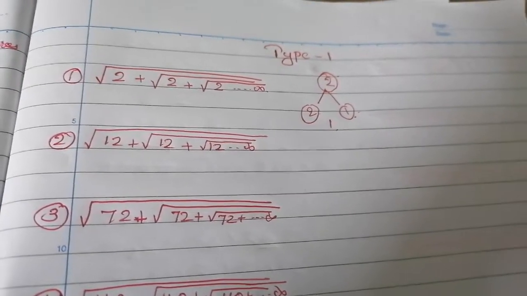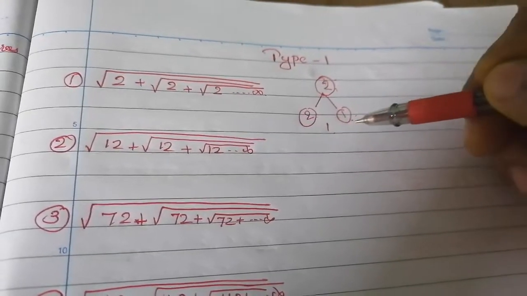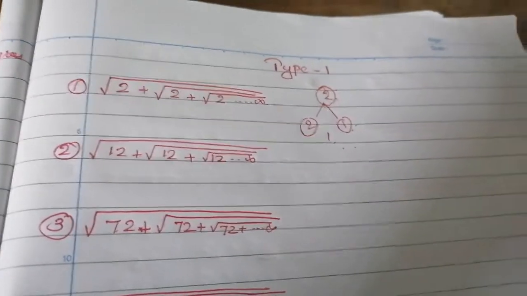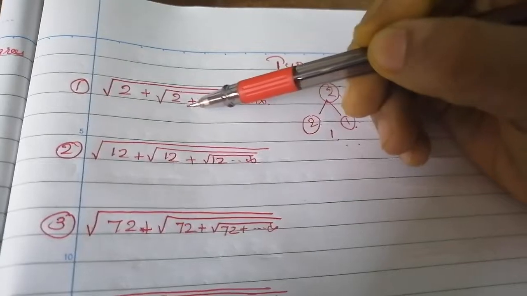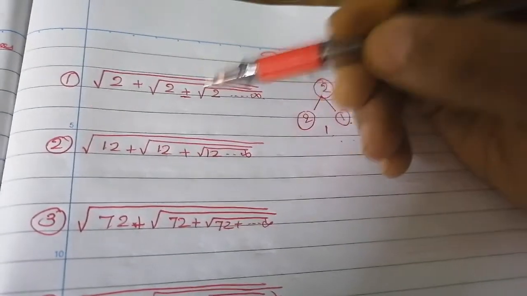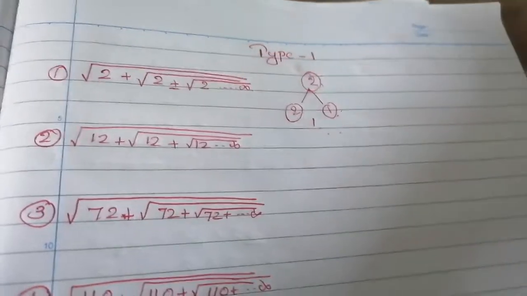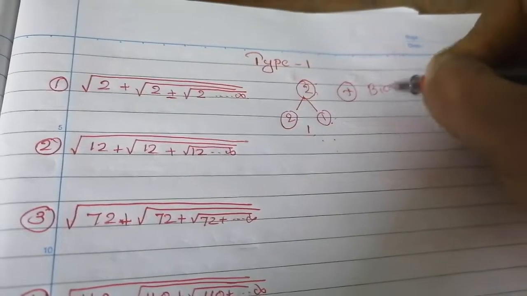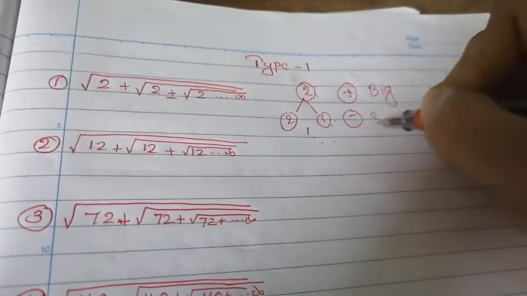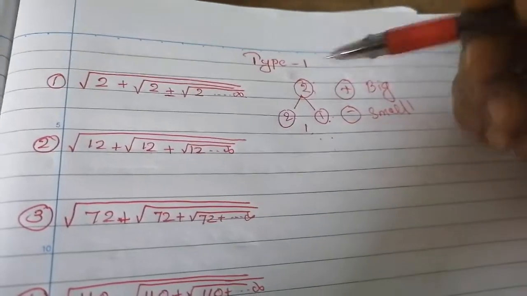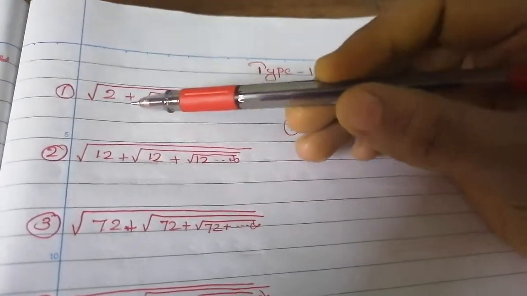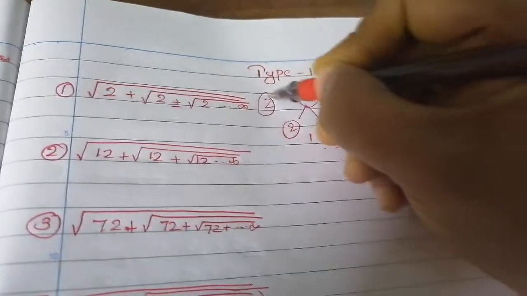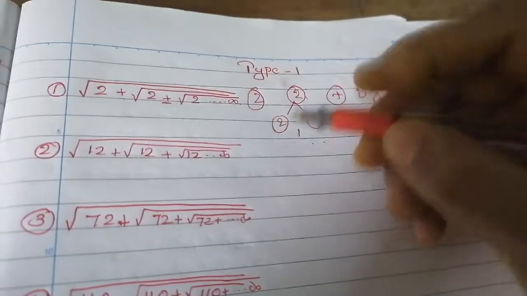First step, you find the multiples of 2, and the second step, you check that the difference is 1. Then in the third step, you check whether the sign is positive or negative. If it is positive, you take the bigger number. If it is negative, a subtraction, you take the smaller number. Here is a plus, an addition sign, so you take the bigger number. So your answer becomes 2. Clear?